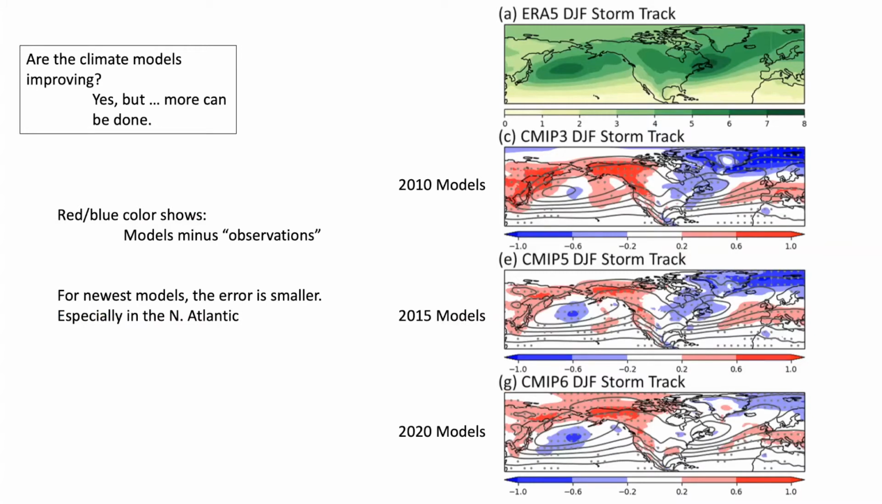Are the climate models improving? Yes. Now the shading is the difference between the models and observations. Going from the 2010 models to the 2020 models, the shading decreases, especially over in this region. So there's a tendency to agree that the models are improving at dynamics, but you can also see there's still error. In places where the error is 1, the value is something like 4, so it's like a 25% error. So more work to be done.